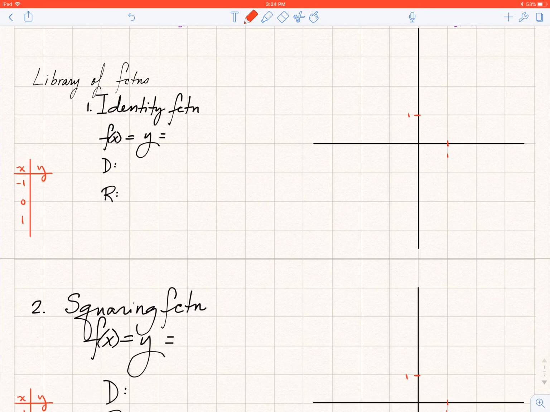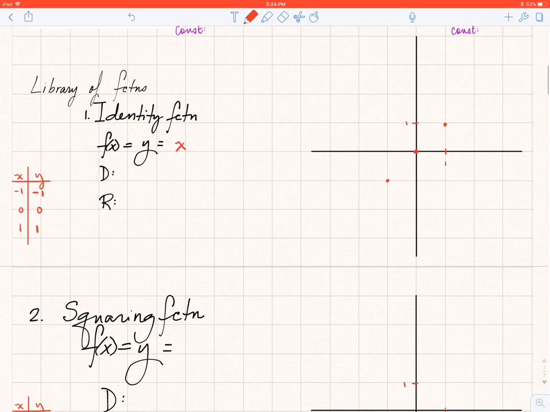So the first parent function, and I'm going to constantly be calling them the parent functions, is going to be the identity function. And that's going to be y equals x, or f of x equals x. So if you were to set up a junior high xy chart and you were to plug in over here on the left a -1, then plugging in a -1 for x gives you a -1 for y. Plugging in a 0 for x gives you a 0 for y. Plugging in a 1 for x gives you a 1 for y.